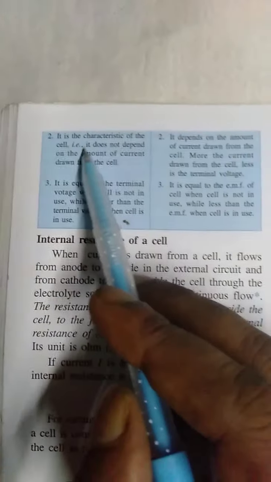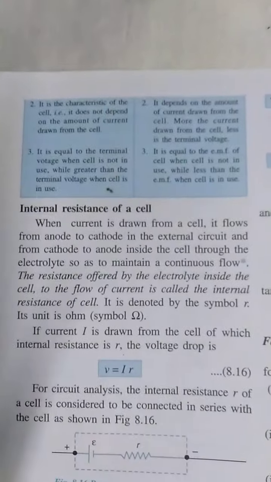Now what is the difference between EMF and the terminal voltage? First of all, you write both definitions. Second point, EMF is the characteristic property of the cell. See, EMF is fixed.